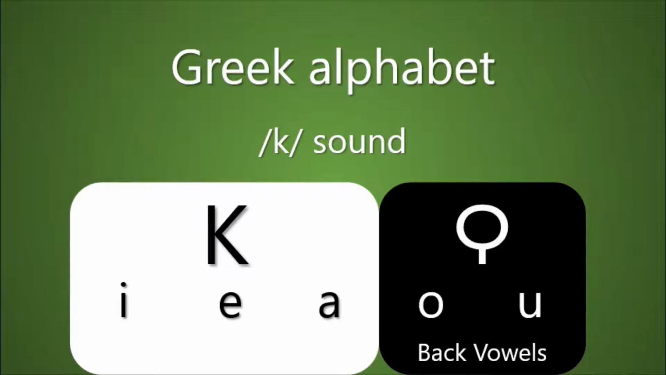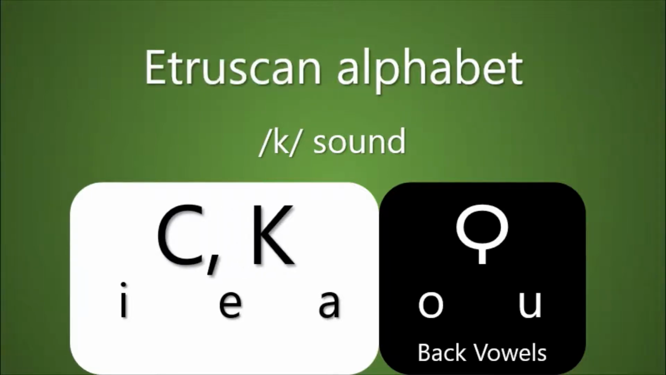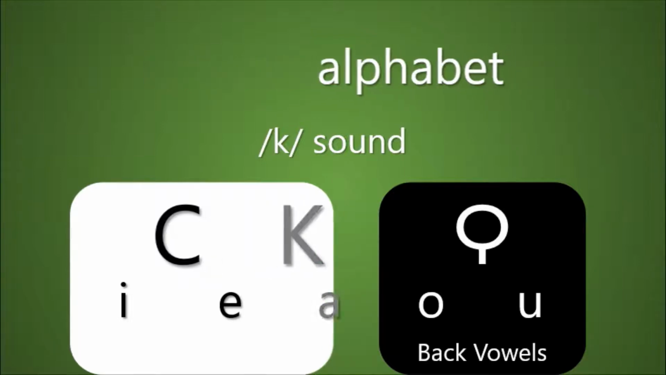The Etruscan alphabet continued this pattern, but threw a new letter for k into the mix, the letter C, for reasons to be explained in a future video. When Latin took on this alphabet, at an early stage it had this distribution.